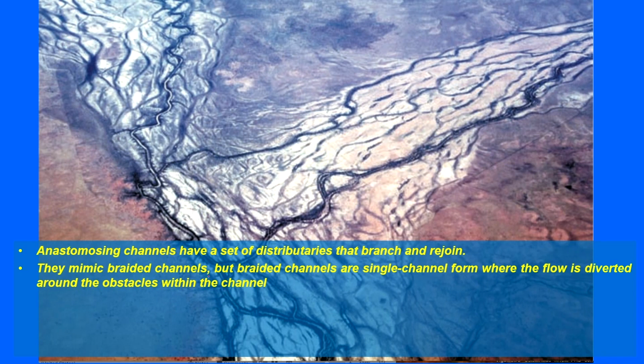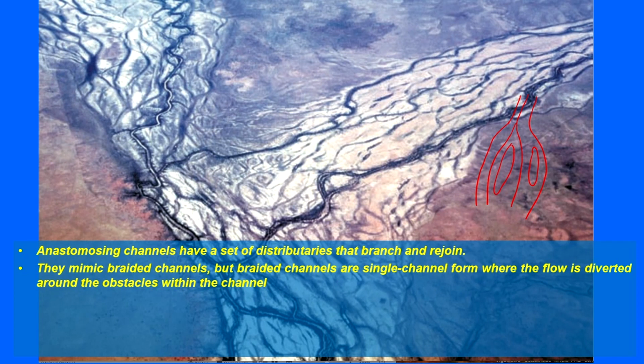It mimics the braided channels, but braided channels are single channels formed where the flow is diverted around an obstacle, like a bar here. So, the braided channel will flow like this, and it will have a single channel. For example, the channel is coming from here, then this will bifurcate like this, and if you have another bar here, then it will go like that. Okay. So, this is typical of a braided channel, but this will have multiple channels.